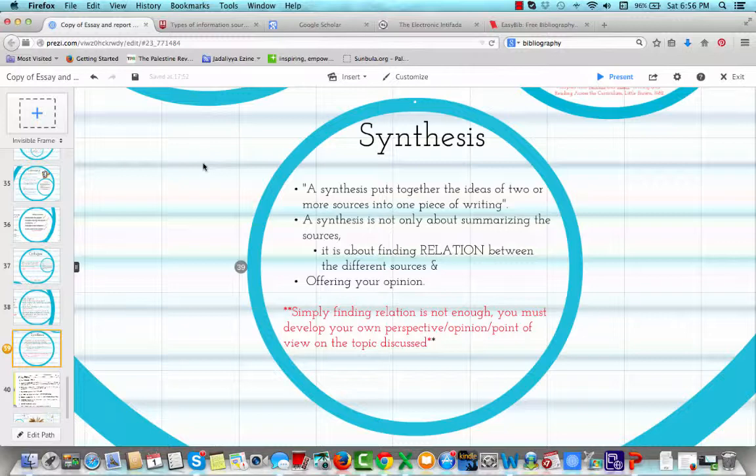So for example, you have 3 sources. I give you 3 articles and I tell you to write a synthesis using these 3 articles. What you have to do is look at these 3 articles individually, summarize them, and then try to find a relation between them. Maybe they are opposing views of a single topic. Maybe they are facts of one specific product. Try to find a relation. But once you find a relation, do not forget to offer your opinion. This is a must. Simply summarizing is not enough. Simply finding a relation is not enough. You need to offer your own opinion on the work, or perspective, or point of view.